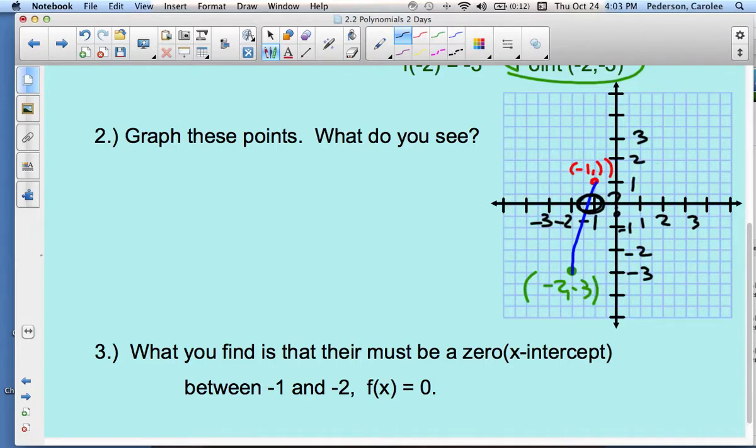There must be a 0 in the function because we're changing signs. From negative 1 to negative 2, we go from a 1 to a negative 3. So there is a 0 in the function, there is an x-intercept. We change signs.